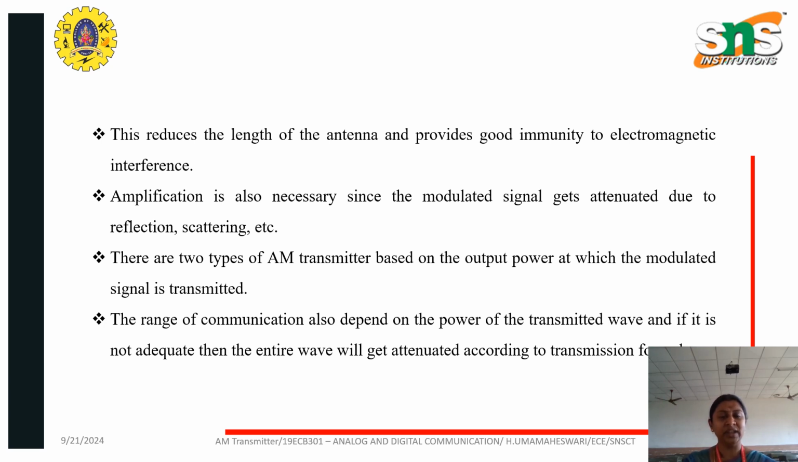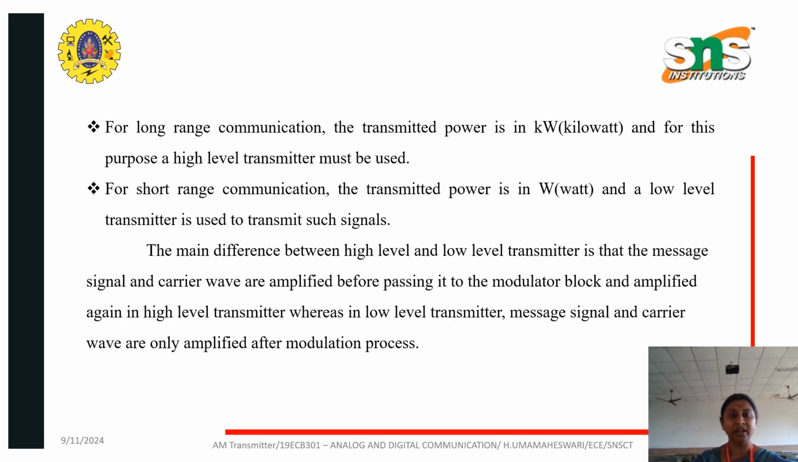Then there are two types of AM transmitter based on the output power at which the modulated signal is transmitted. The range of communication also depends on the power of the transmitted wave, and if it is not adequate, then the entire wave will get attenuated according to the transmission. For long range communication, the transmitted power is in kilowatts, and for this purpose a high level transmitter is used. For short range communication, the power to be transmitted will be less, so low power transmission is used to transmit the signals.